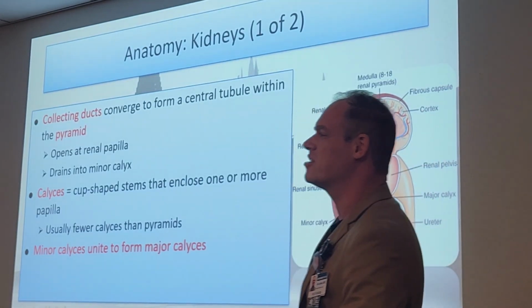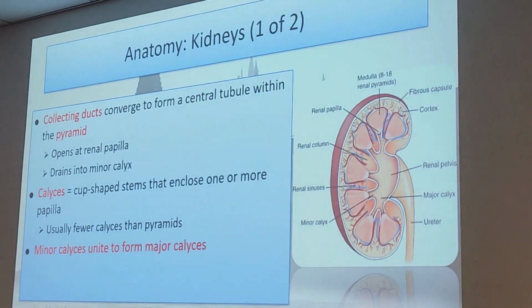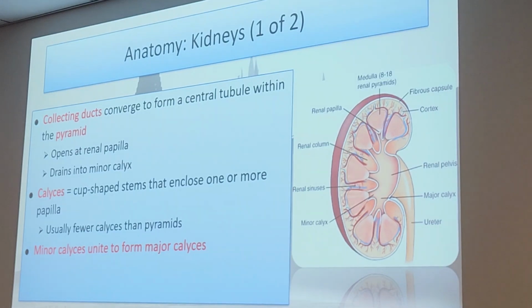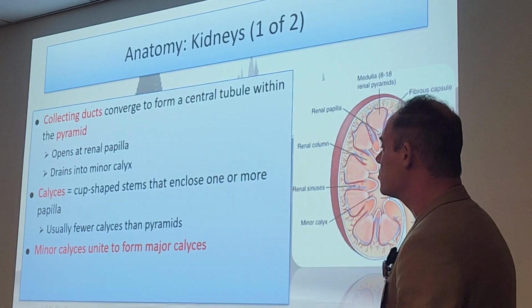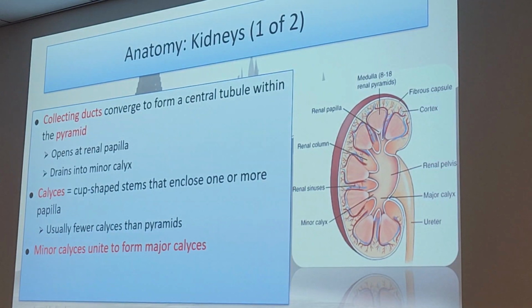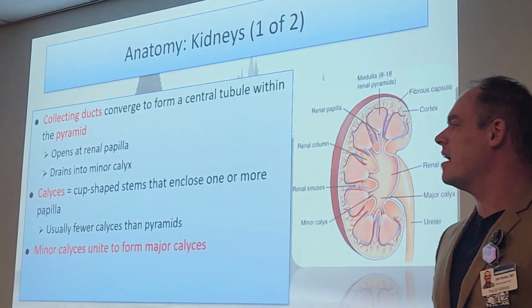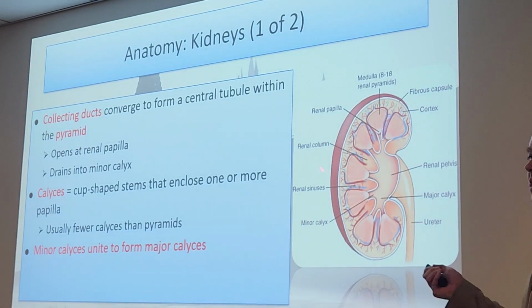All right, so just going into some of these structures a little bit more, guys. The collecting ducts, these are going to be definitions of these structures in the kidneys. Make sure you know how to identify these from a vocabulary standpoint. The collecting ducts converge to form that central tubule within those pyramids we just talked about. It's going to open at the renal papillae, drain into the minor calyx. This should sound familiar. We did hit on a lot of these pieces of anatomy just recently.